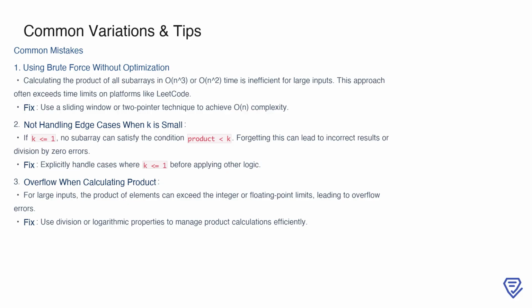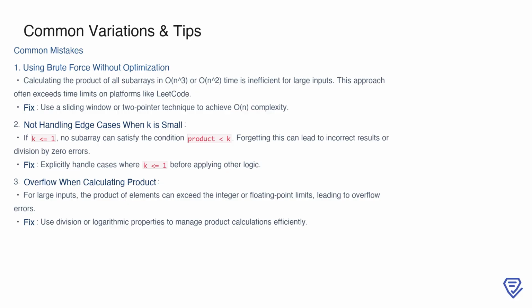Another issue to watch out for is when the value of k is very small, specifically when k is less than or equal to 1. In such cases, no subarray will satisfy the condition of having a product less than k, and neglecting to handle this scenario may lead to incorrect results or even runtime errors like division by zero.